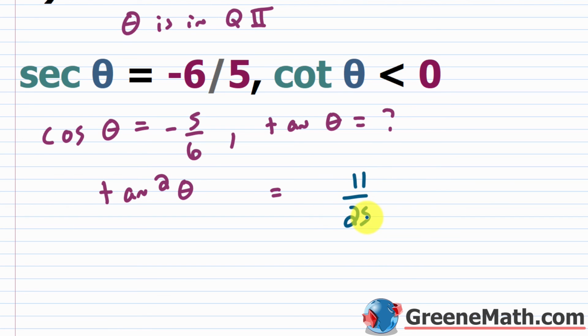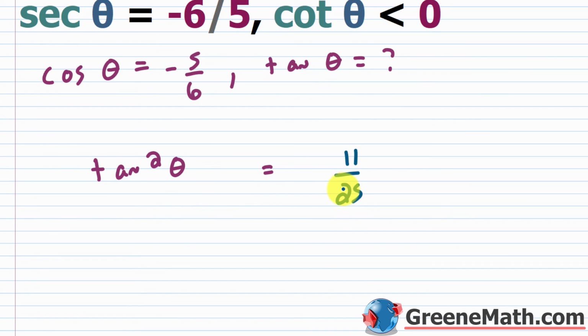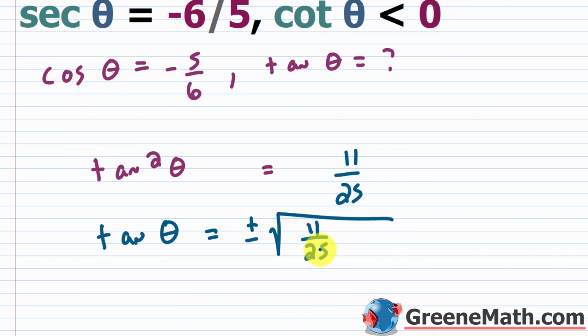So 11 over 25. And now we're going to use our square root property. So I'm going to say that this is the tangent of theta, and this is equal to plus or minus the square root of 11 over 25. Now, we said that we were in quadrant 2. In quadrant 2, the tangent of theta is going to be negative. So I want the negative square root of 11 over 25. And then for 25, it's a perfect square, right? So what I'm going to do is write this as the negative of the square root of 11 over 5. So that would be your answer for the tangent of theta.